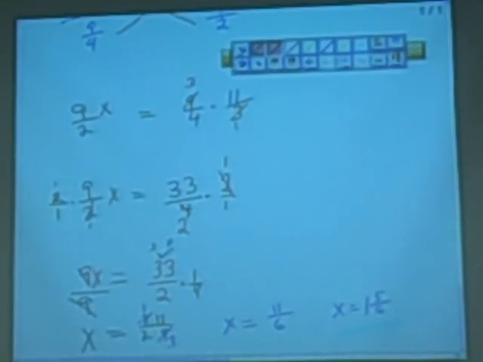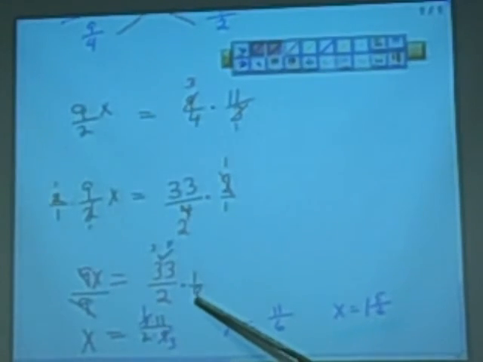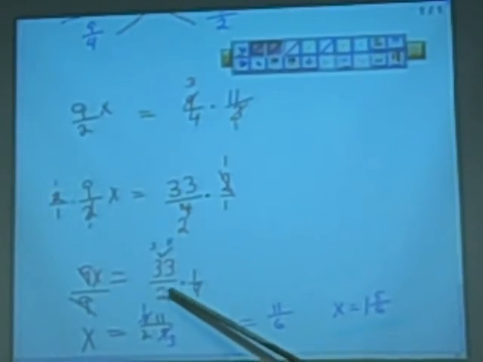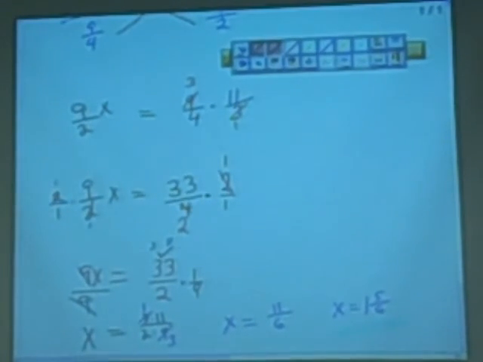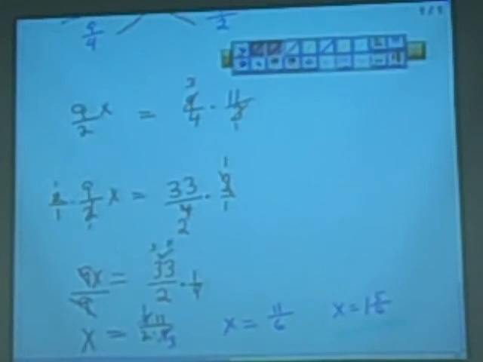Alright. So which way do you prefer seeing it? Do you prefer seeing it like 1 over 9? Or do you prefer seeing it with the 2 times the 9 in the denominator like that? Either way. The 1 over the 9 would be easier, for me anyway. Okay. Either way you want to do it is fine.